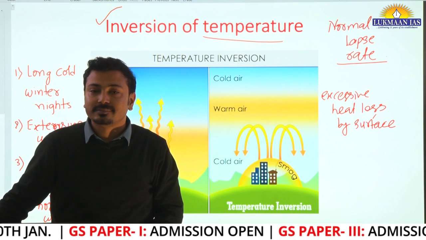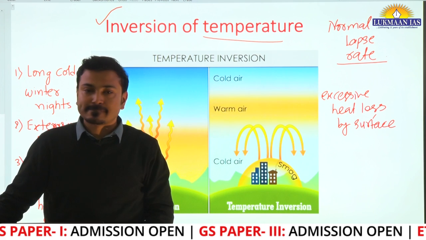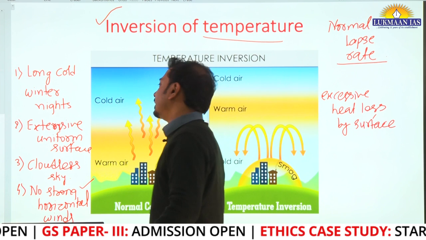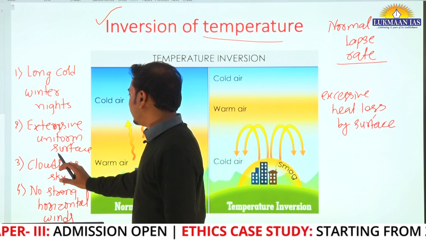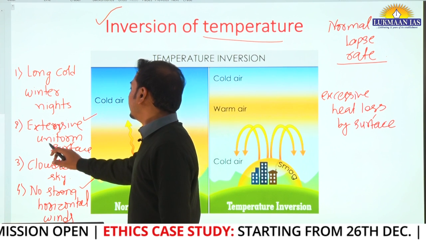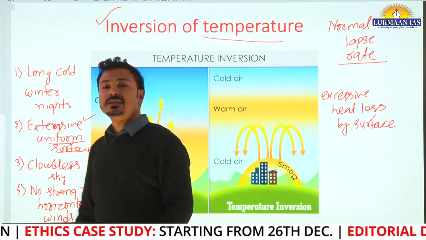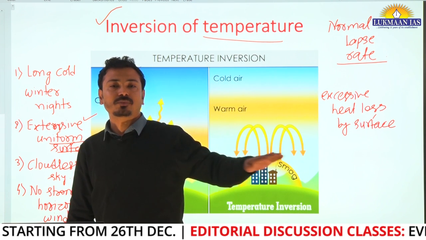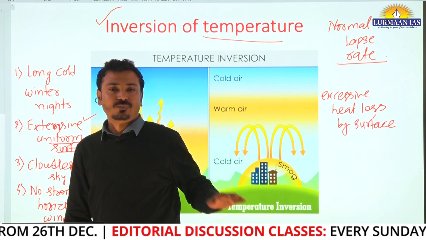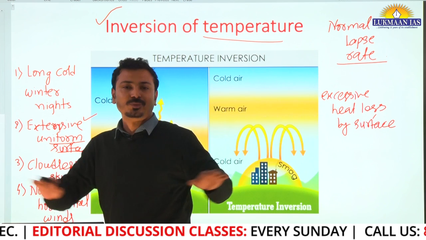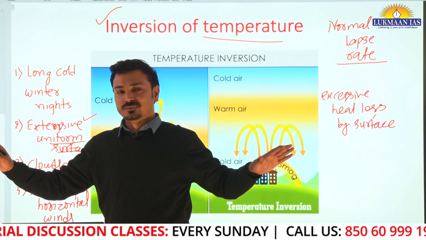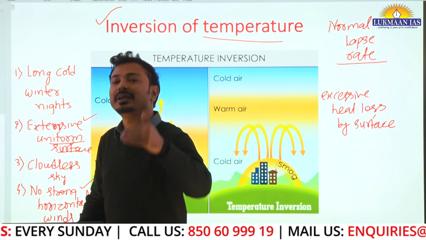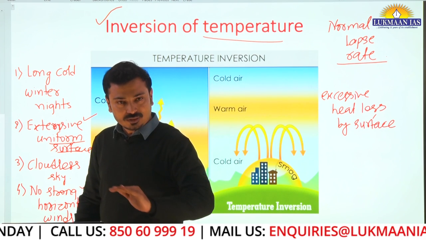Why are you saying this? Because we have written one condition. The plane means extensive uniform surface. On that basis, I am asking. Yes. See, when we say extensive uniform surface, yes, we can say that, but water is not that surface. Why? Because water is connected from everywhere. What does it do? Water redistributes heat immediately. So the kind of excessive heat loss observed from the land surface is very high as compared to the water surface.